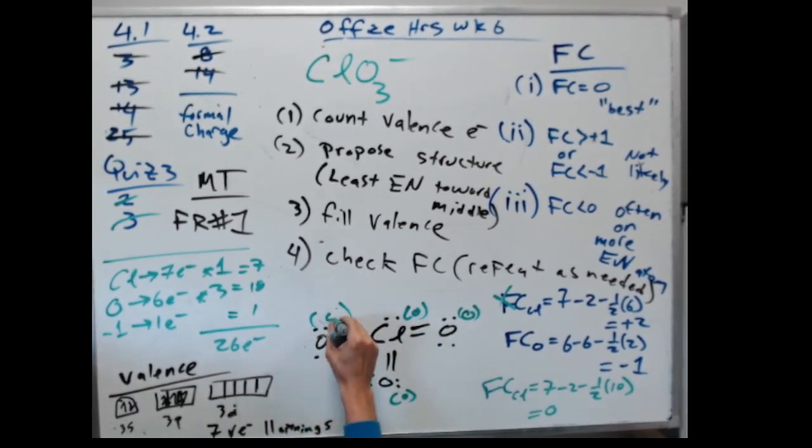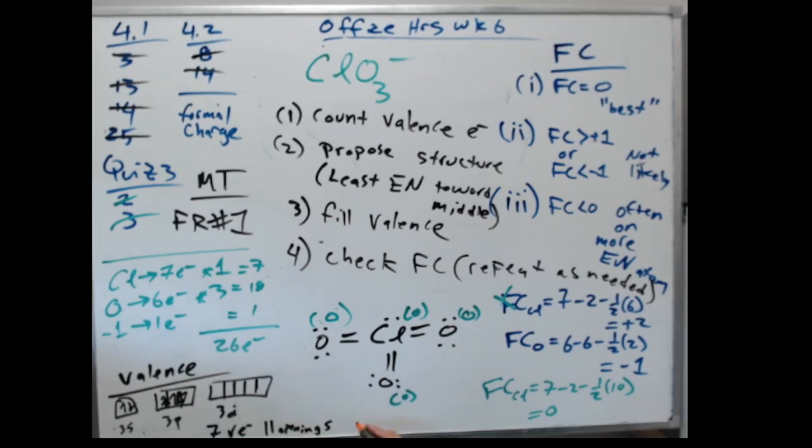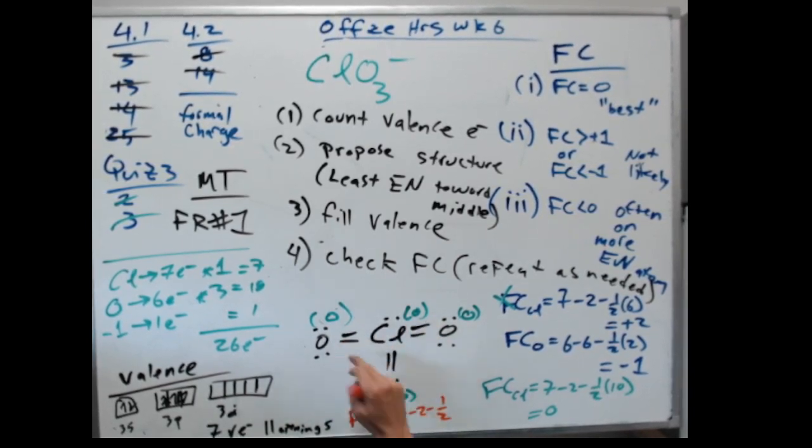So that would make this one 0. And then I would have a new formal charge on chlorine. The formal charge on chlorine in that case would be 7 minus 2 minus a half of 2, 4, 6, 8, 10, 12. That would get me minus 1.